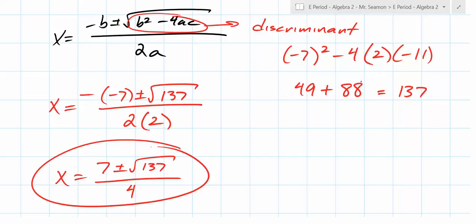But when you get an answer like that, this is particularly useful in this case because this means that the factored form is not nice. This means that the factored form is not nice.